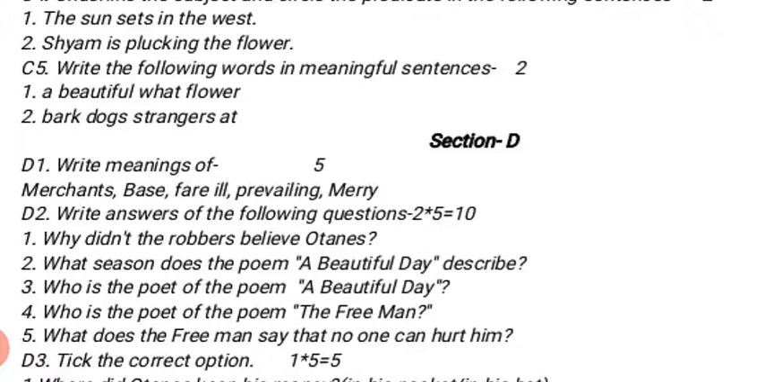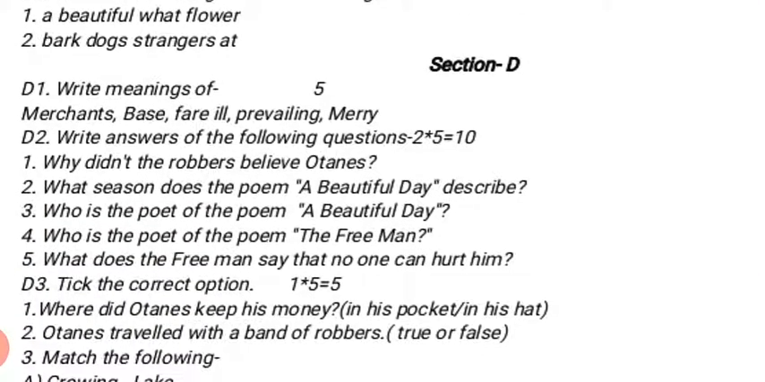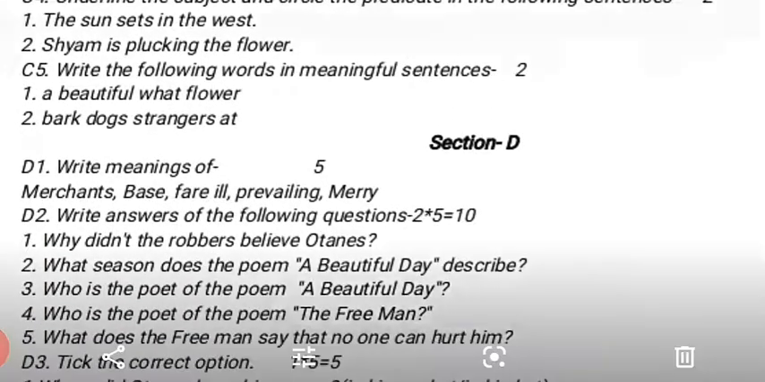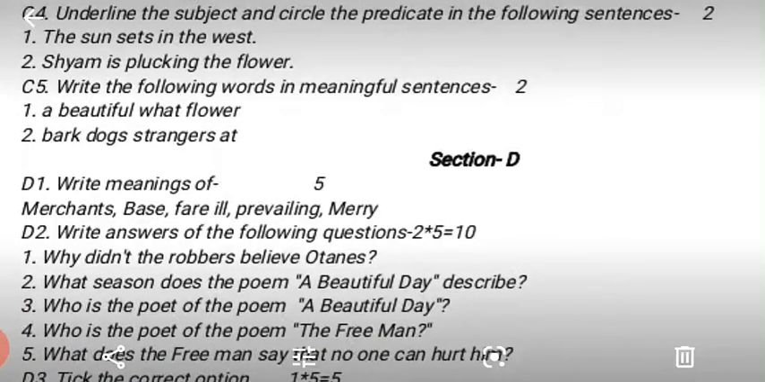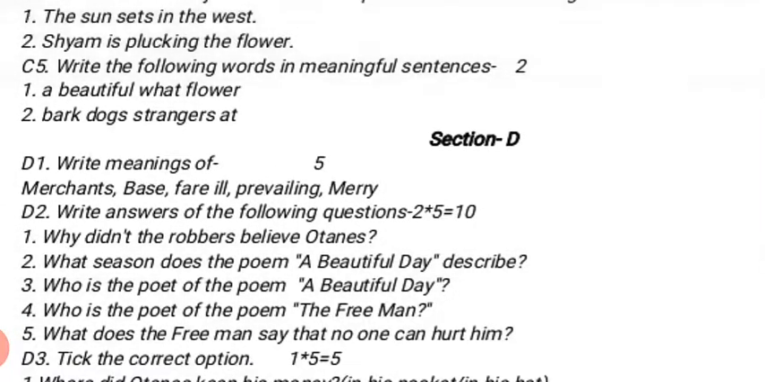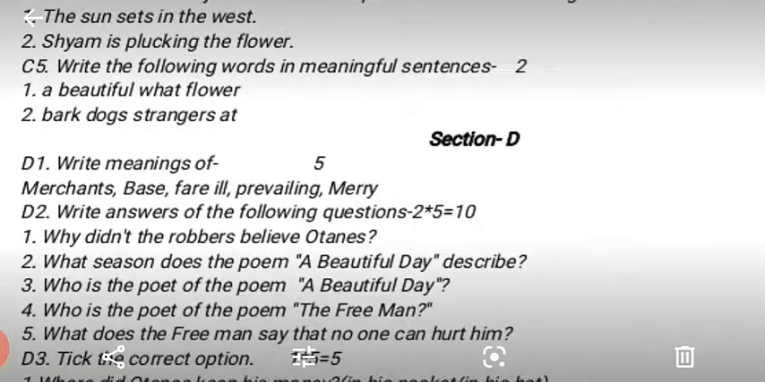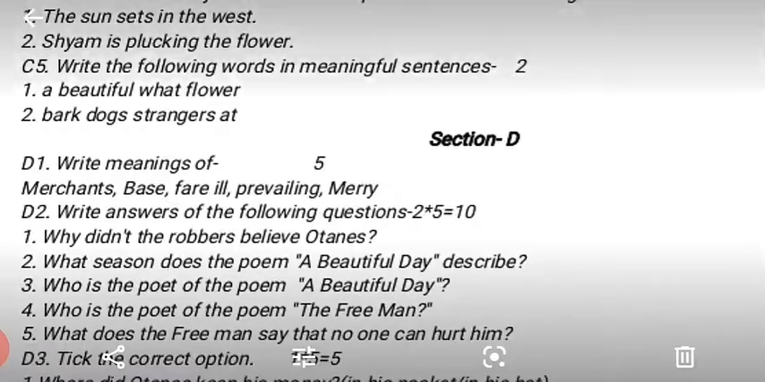Now, Shyam is plucking the flower. Who is plucking the flower? It's Shyam. Shyam is the subject, underline it. Is plucking the flower is the predicate, circle it. Write the following words in meaningful sentences. A beautiful what flower? Here you have to rearrange this. What a beautiful flower. Bark dogs stranger at. Dogs bark at strangers. Okay, this is the answer.